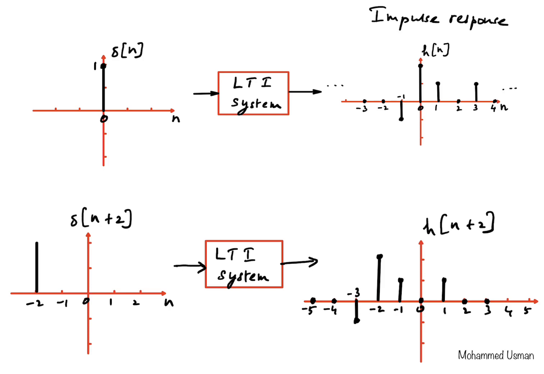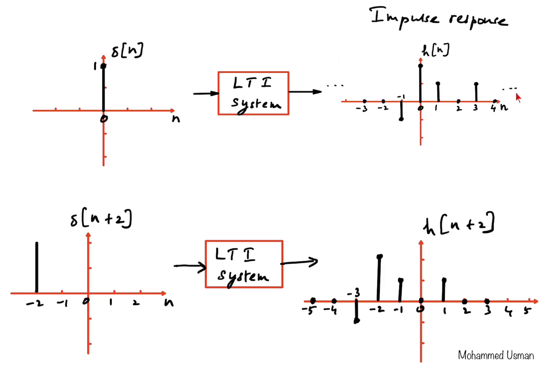Let us now perform the convolution operation between an input signal x of n and the impulse response h of n that we have seen here, and try to understand what the response of the system is. I'm going to do this step by step so that you can get a clear picture of what exactly is happening in convolution, and then in the tutorial you will see how to perform the convolution between any two sequences. But you need to have a clear understanding of what this convolution actually means. I'm going to illustrate that with this example.